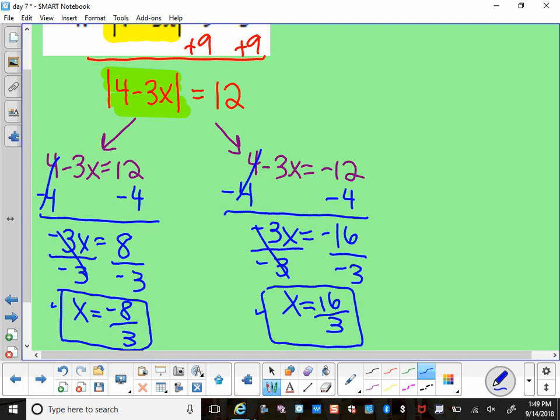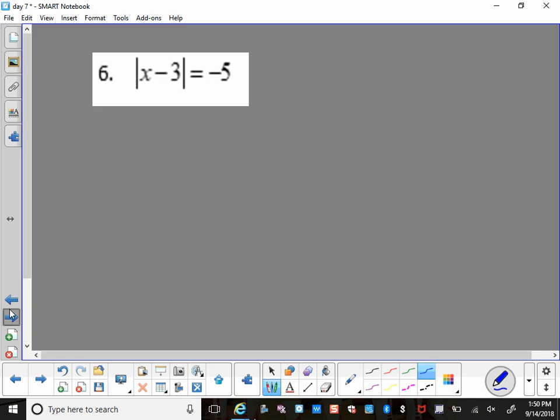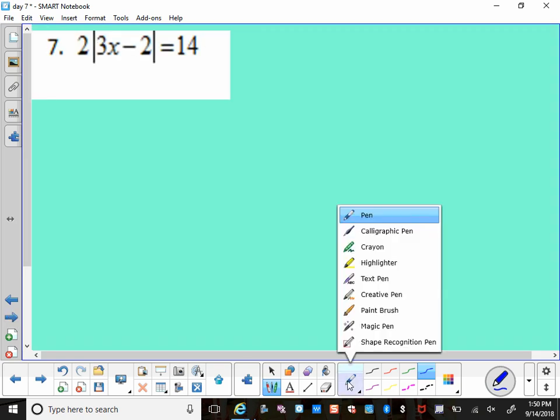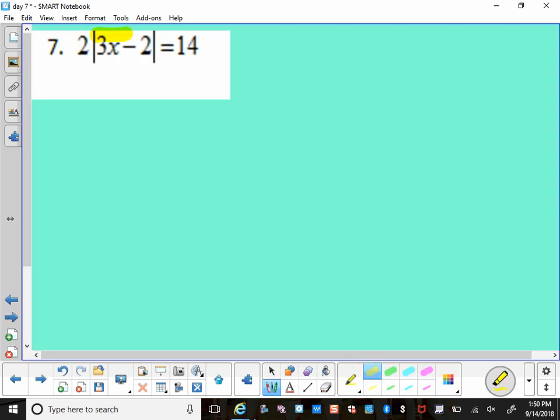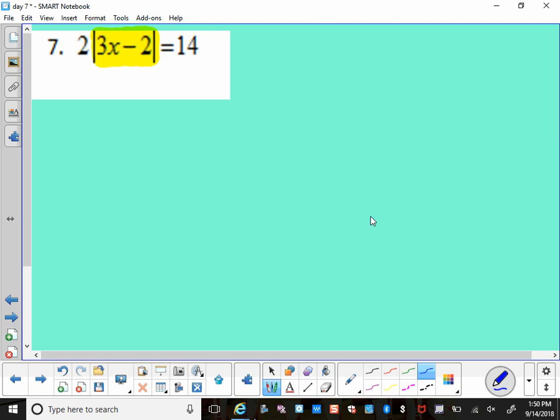Let's skip ahead and let's do number 7. And then we're going to let you go on your own. Number 7, my absolute value is not by itself. What needs to leave? That 2, right? That 2 is being multiplied to my absolute value. How do I get rid of a multiplication? Divide it. So we're going to divide both sides by 2 to get rid of it.